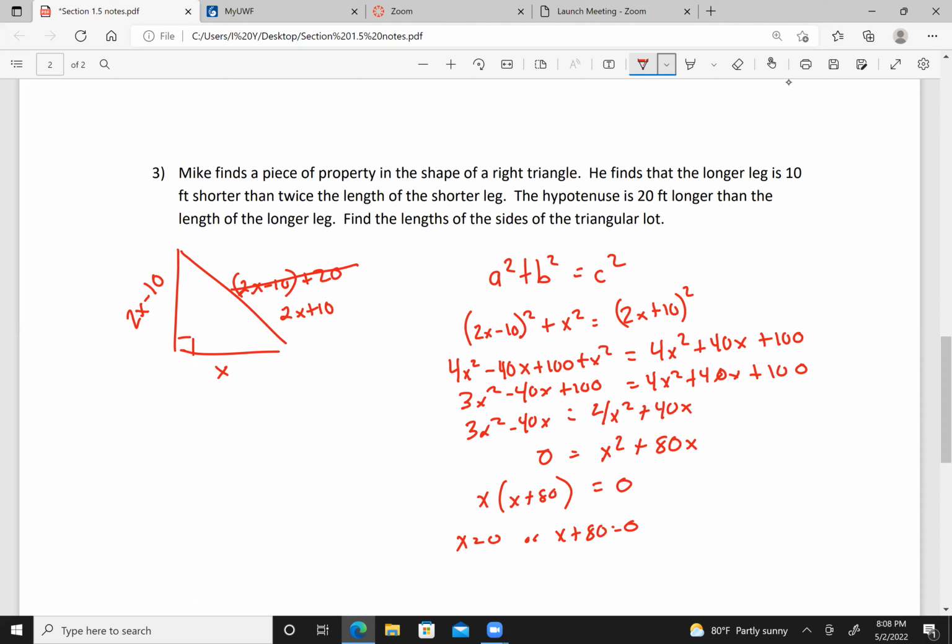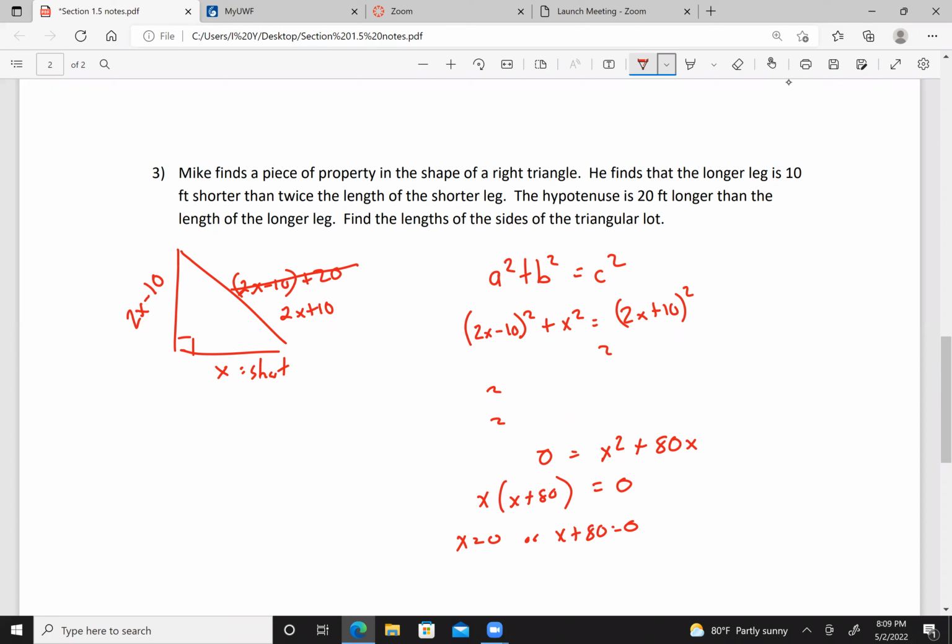So let us see. Where did we mess up this time? The property finds the longer leg is 10 feet shorter than twice the length of the shorter leg. So this is the short leg. This is 2 times x minus 10. The hypotenuse is 10 feet longer than the longer leg. So that's right. Did we mess up here? So let's break this down again and see. Maybe doing it in my head is not necessarily the best idea.